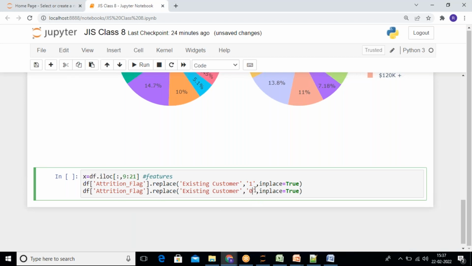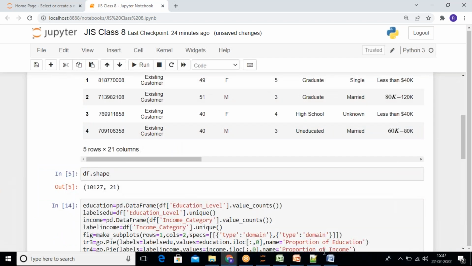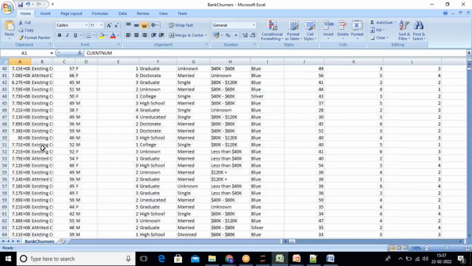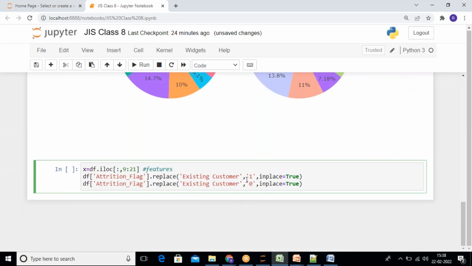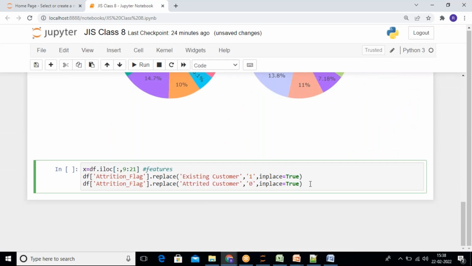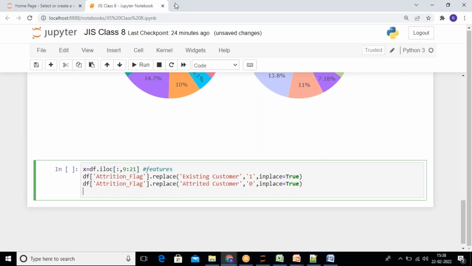Existing customer, and what was the next? Existing customer and attrited customer. Okay, attrited customer. So existing customer, and here Control V, attrited customer. Now I need to do what? I will basically standard scale the data.